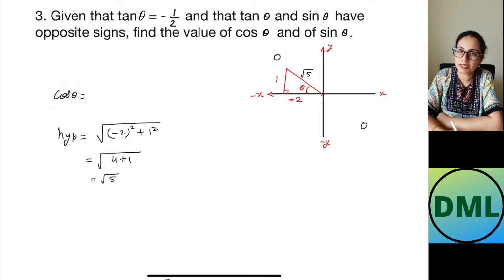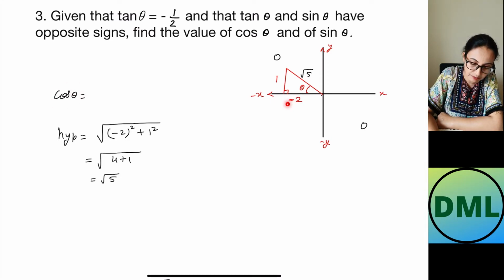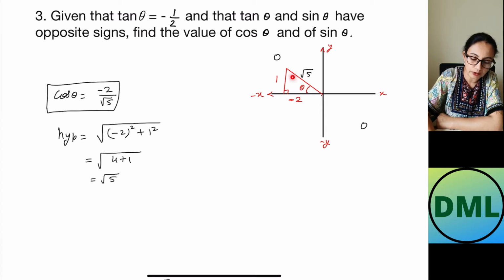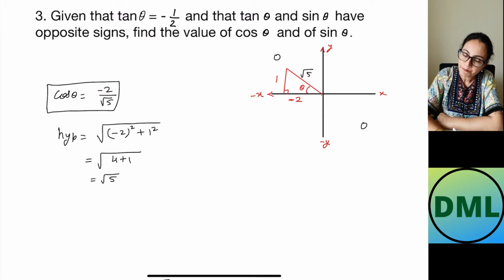I need to write down the answer for cos theta. Cos theta is base over hypotenuse. Base is minus 2 and hypotenuse is root 5. Let's write down the value here. Minus 2 over root 5. That will be my answer for cos theta. In the second quadrant, cos theta is negative and my value is also negative. That means my answer is correct.